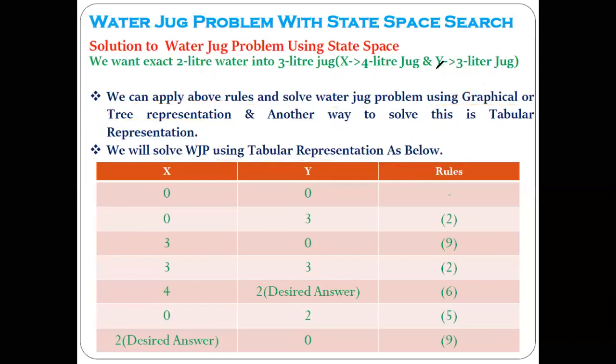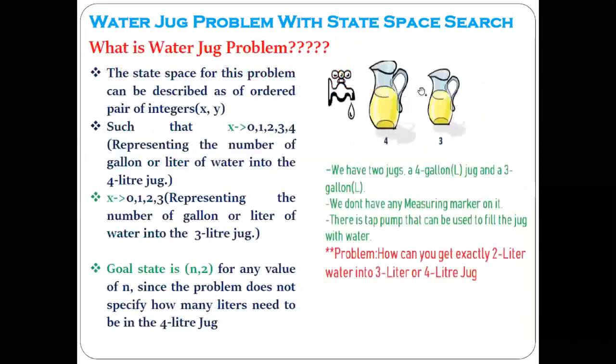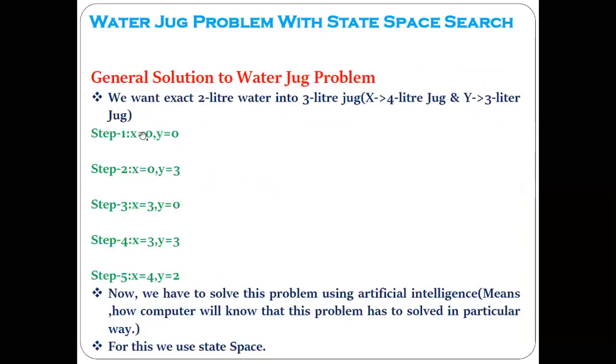Now you do one thing. You write these steps first. Write down the general solution steps. Mention the general rule solution that we have done initially.